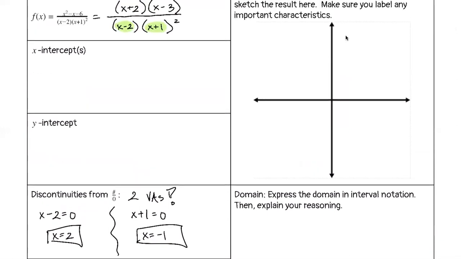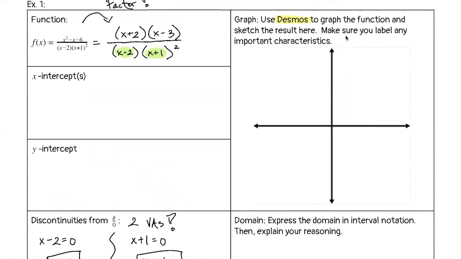Now I asked you to throw this graph on Desmos, but we're going to construct it here together. So I'm going to go ahead and draw in a vertical asymptote at x equals -1, and I'm going to draw one in at x equals 2. So this is x equals -1. This is x equals 2. Okay?